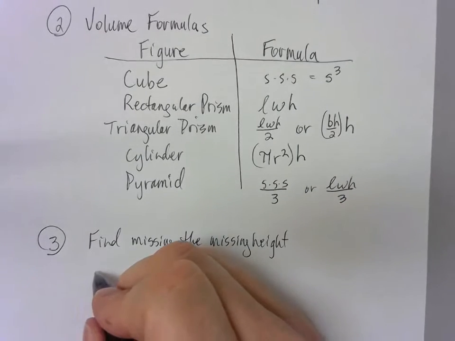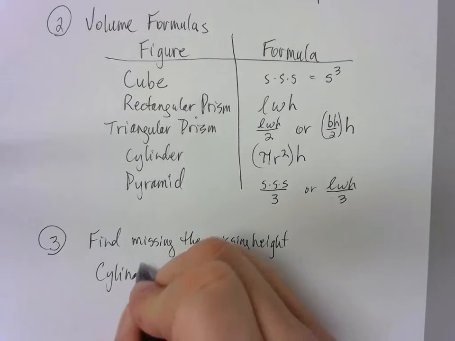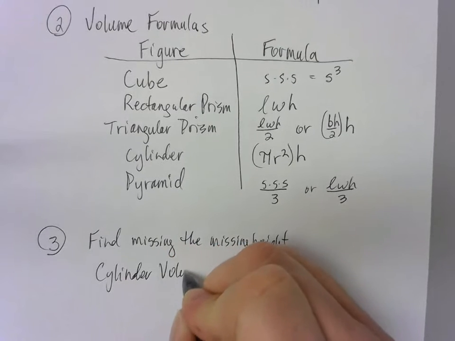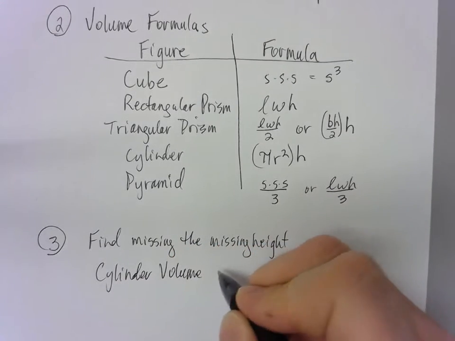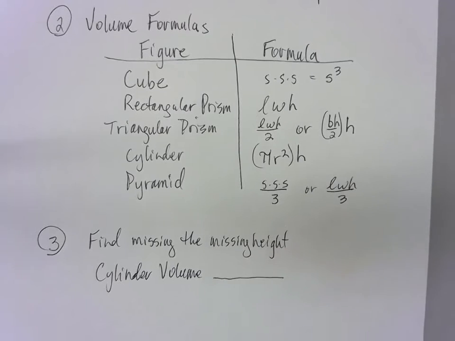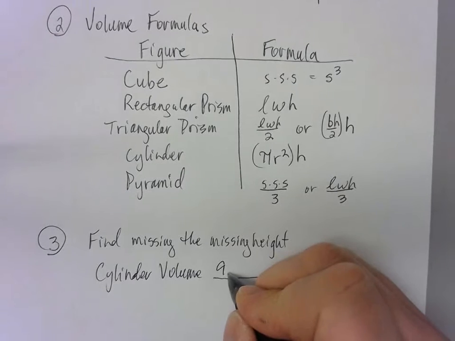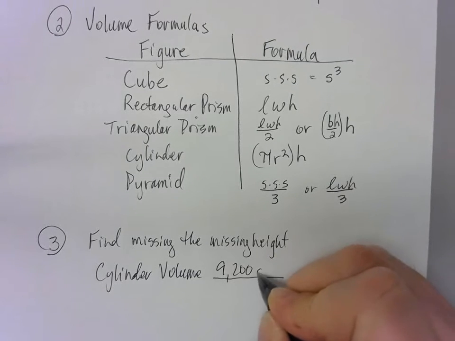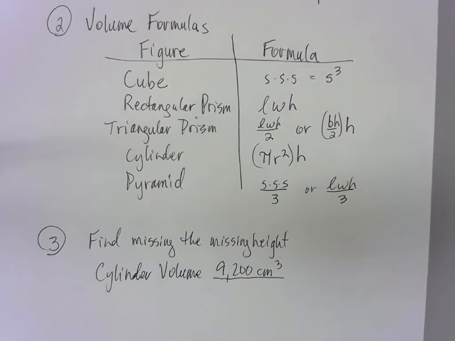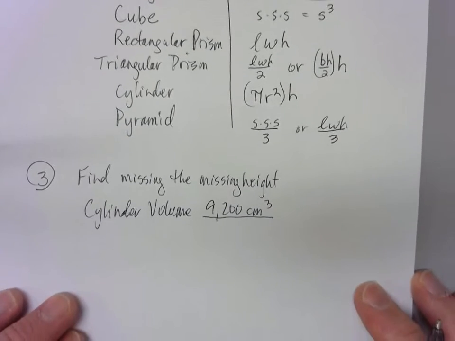Alright, so let's say we know the cylinder volume. Let's just say, I'll just pick some random number here, let's say it's 9,200 centimeters cubed. Alright, so that's 9,200 centimeters cubed.